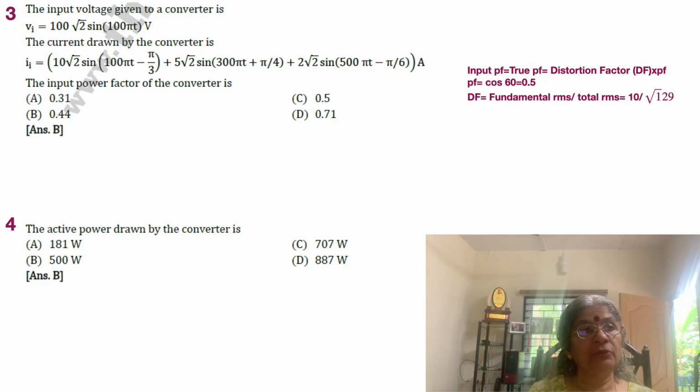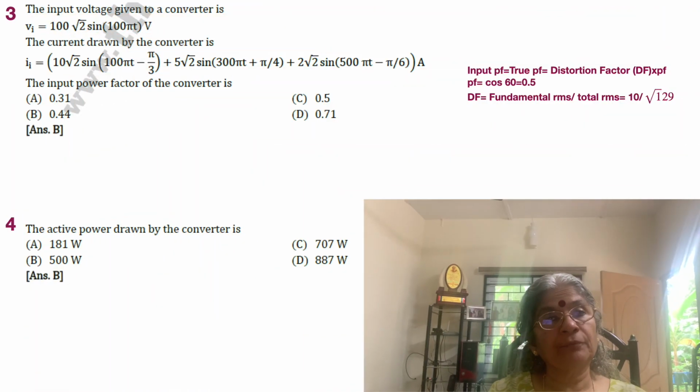The next component of the current, the harmonic component, the amplitude is low as expected, but it gives rise to a 5 root 2 amplitude sine 300 pi t. So it's a third harmonic, plus pi by 4. There is an angle of lead. The next component is 2 root 2 sine (500 pi t minus pi by 6), the fifth harmonic. So the fact that harmonics are there when you are using a converter for drawing current is clear.